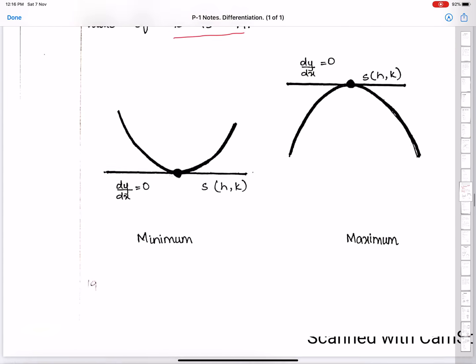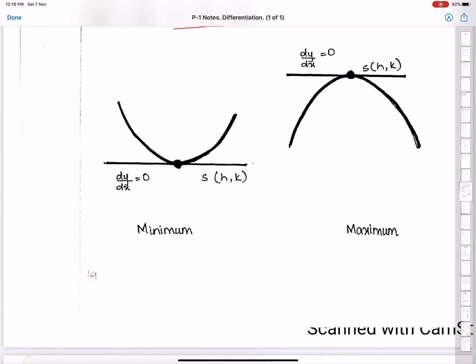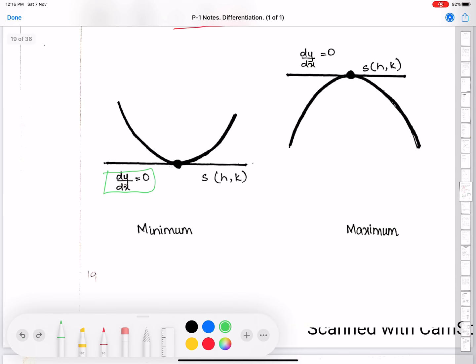Well, there are two possibilities. Gradient is 0. Why is the gradient 0 at a stationary point? Because at a stationary point, the tangent is horizontal. That's the logic. We equate gradient to 0 because at a stationary point, the tangent is always horizontal.